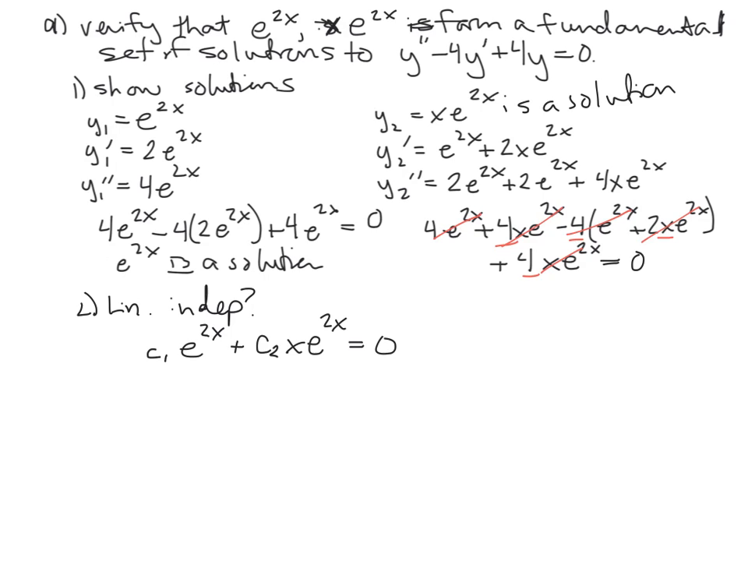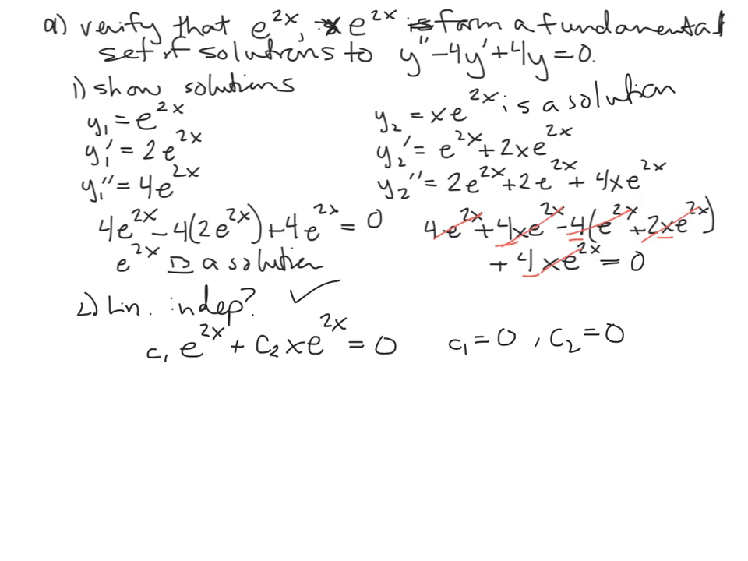And then if you look at the constants out in front, e to the 2x is different from x e to the 2x. So really those are just the constants out in front of e to the 2x. That constant has to equal 0, and the constant out in front of x e to the 2x has to equal 0. So are they linearly independent? Yes. So what we've done here is verified that they form a fundamental set of solutions.